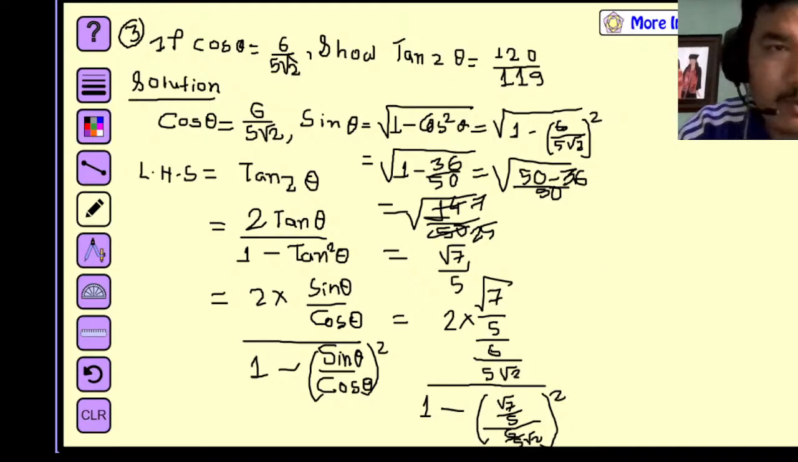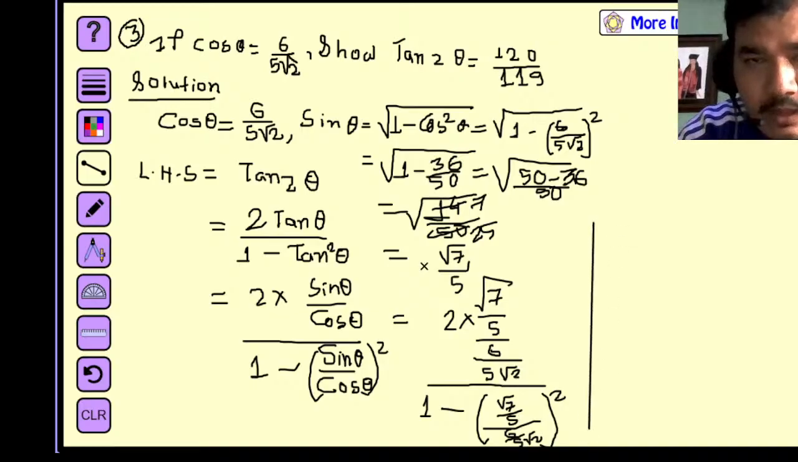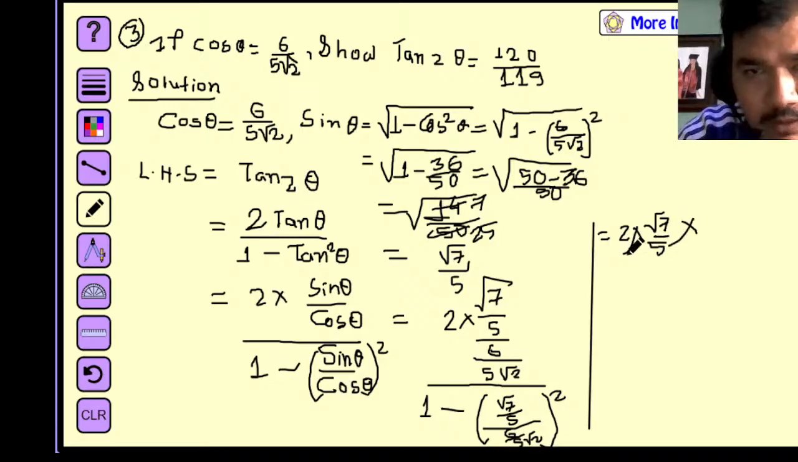And then what happens? Look here, I want to show you this side. After this, what will you do? This will be the reciprocal, no? This will be like this, look here. 2 into this square root 7 will be up by 5, right? And this will be reciprocal, this goes up. 5 square root 2 goes up and down it will come here, 6, right?